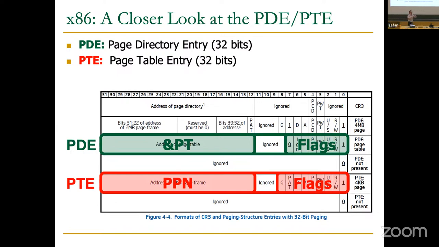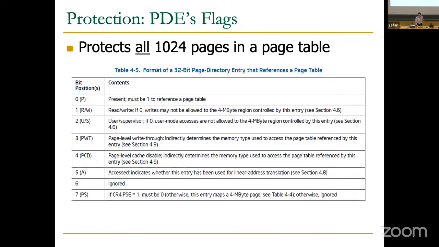So at the larger granularity of a huge page table, as opposed to a page, you can specify user and supervisor level privilege as well as read-write accesses because of the multi-level nature, right? So this multi-level nature also enables multi-level access control, if you will. It gets hairy a little bit, as we will see. Basically, this PDE protects all 1,024 pages in a page table.